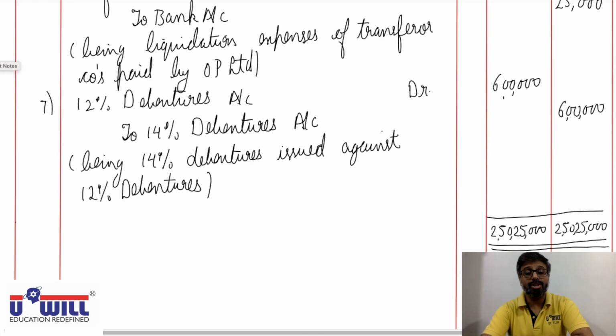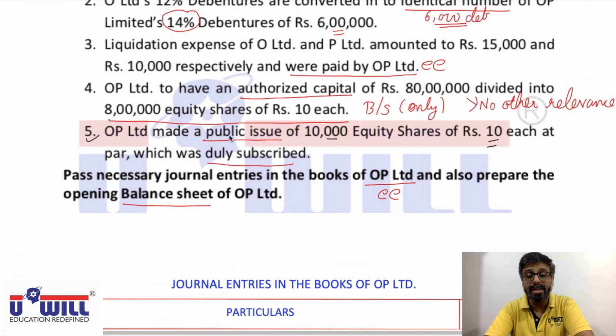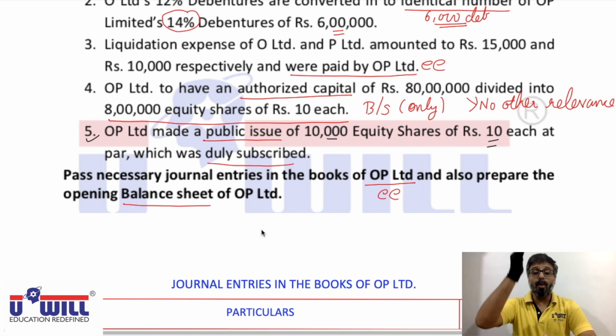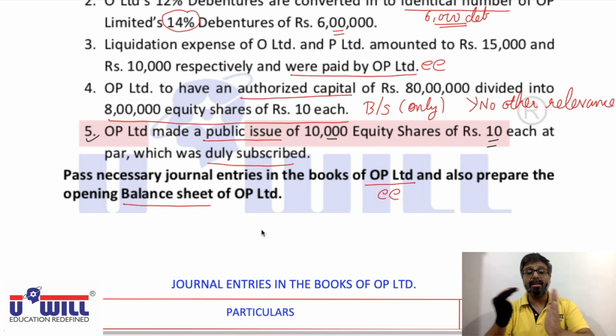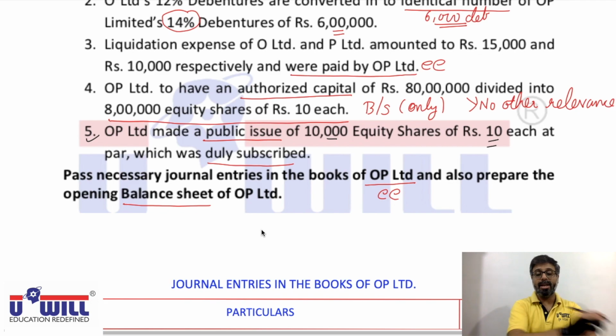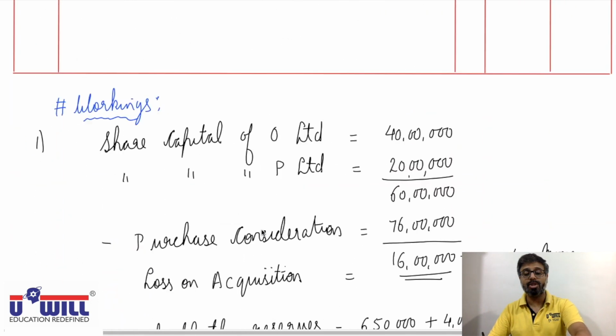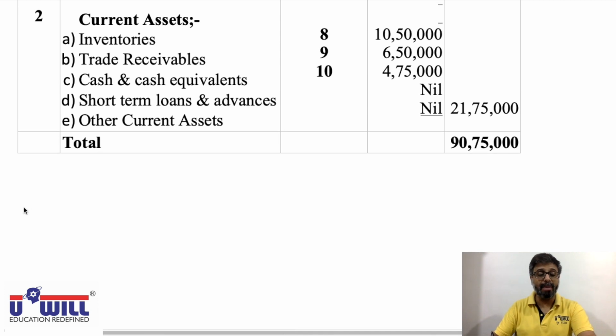Now, what else is asked in the question? You all can see that it is asked, pass necessary journal entries in the books of OP Limited, and also prepare the opening balance sheet of OP Limited. Now what you have to do, as we did in the last question, make 1 page blank format of balance sheet. Below that, we will make notes to the balance sheet, and then we just have to fill in the blanks. Copy and paste the note items in the balance sheet, as we used to do in second year BCom and we did in the last question also. So make 1 page blank format of the balance sheet.